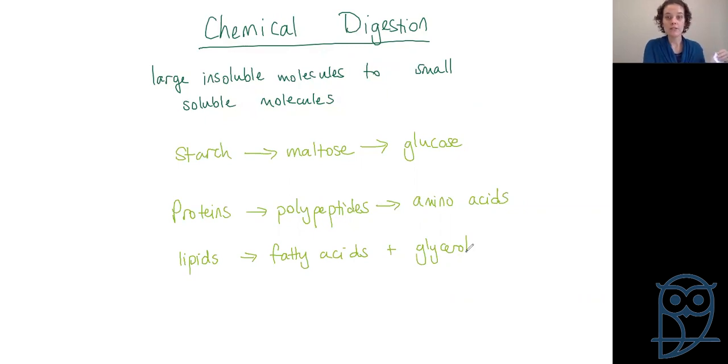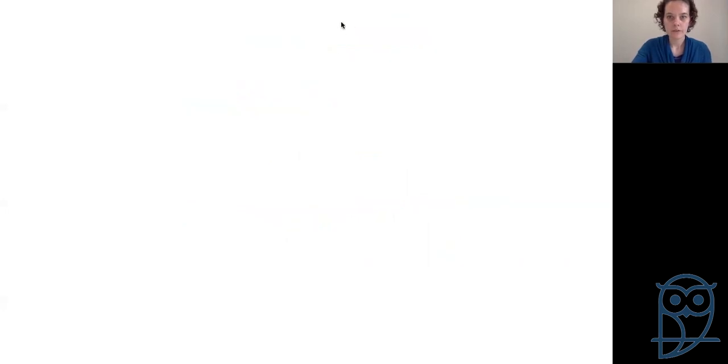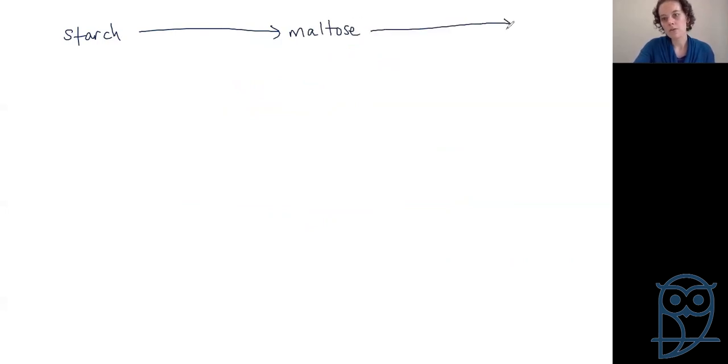So we're going to look at each of these in a little bit more detail, because we need to know what enzymes are involved and where things are happening. We'll start off with starch. So we have starch going to maltose, which then goes to glucose.